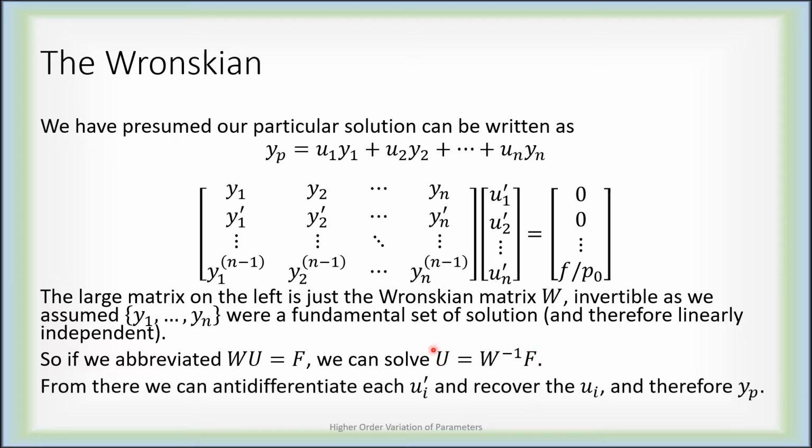If we can solve this for this column of derivatives u1 prime, u2 prime, and so forth, we will be able to anti-differentiate each term in that resulting matrix here and recover the individual ui's. And once we have the ui's recovered, we come back here and plug them in there to get our y sub p.